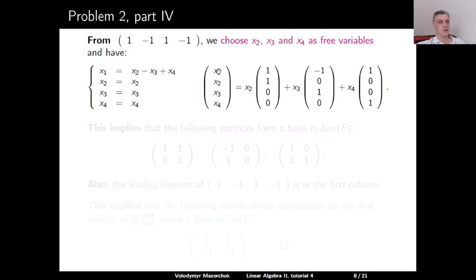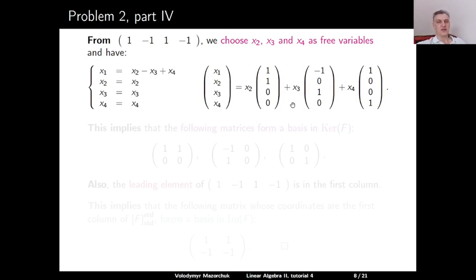So in the vector form, the vector (x1, x2, x3, x4) is equal to x2 times (1, 1, 0, 0), plus x3 times the coefficients (-1, 0, 1, 0), plus x4 times the coefficients (1, 0, 0, 1). So this implies that these three vectors, which we see here, form a basis in the space of all solutions to our homogeneous system of linear equations.